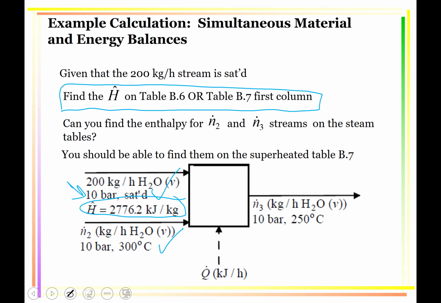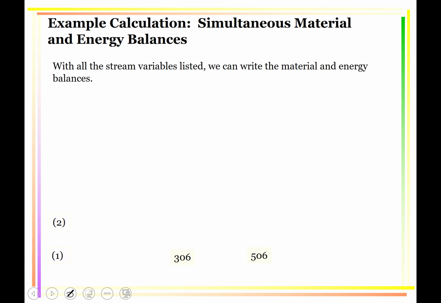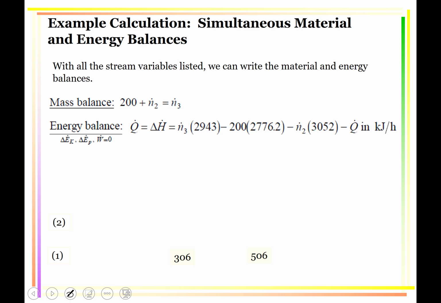Yes, we can. We know this one is superheated, and we can find that H hat is 3052 kilojoules per kilogram. Let's look for this stream here, and we find that it is also on the superheated tables, and we have the H. So now we have all of the stream variables listed. This is the mass balance, simply 200 is equal to N2 plus N3.